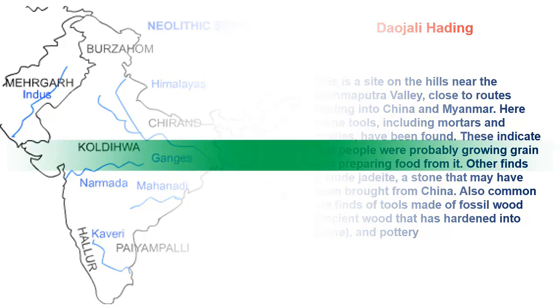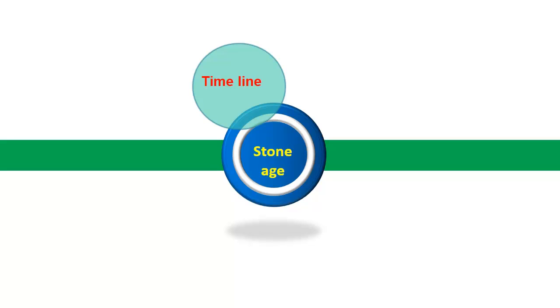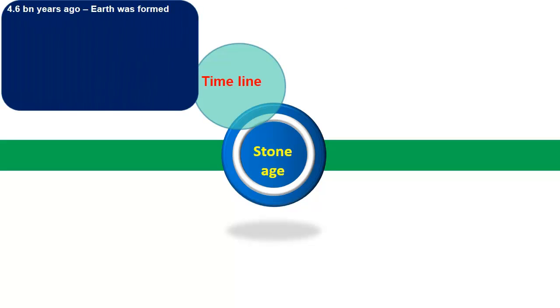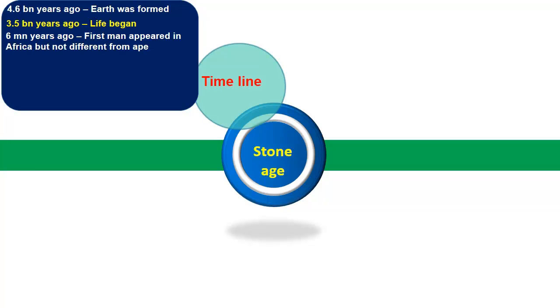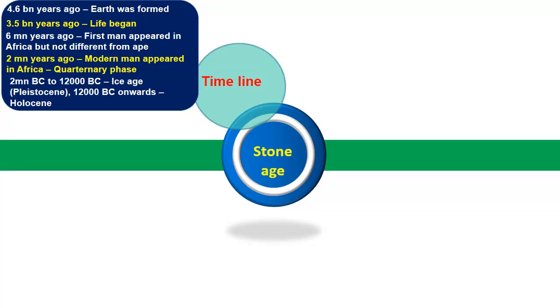Now let me summarize what all we have seen. First we understood the timeline. 4.6 billion years ago Earth was formed. 3.5 billion years ago life began. 6 million years ago first man appeared in Africa, but not different from ape. 2 million years ago modern man appeared again in Africa, and from that time onwards we call it quaternary phase. So at present we are in quaternary phase of Earth. 2 million BC till 12,000 BC the surface of Earth was covered with ice. That's why that is called Ice Age or Pleistocene. 12,000 BC onwards we call it Holocene.